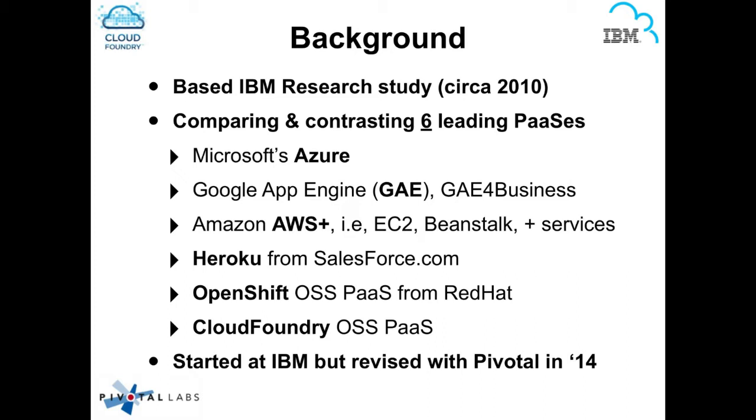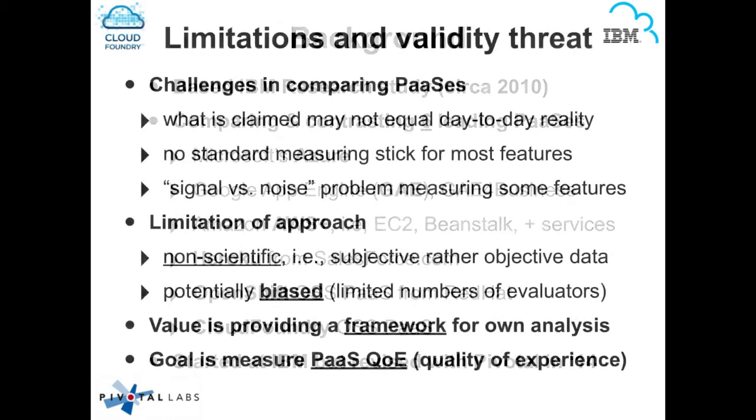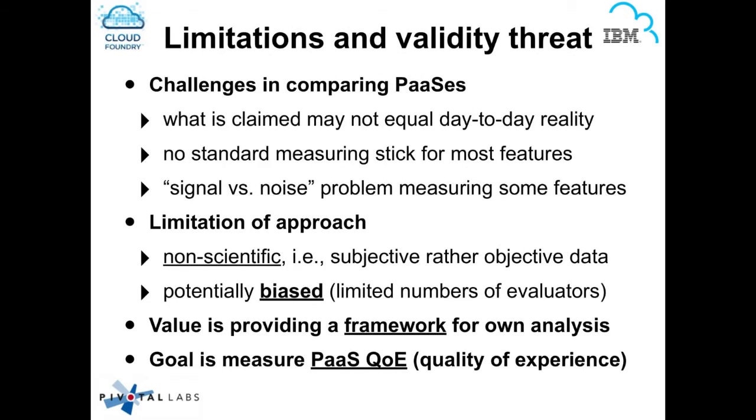So first thing is, what are the limitations? Because this is important. Coming from a scientific background, I want to tell you that this is not a scientific comparison. But there's value to it, and maybe we can make it more scientific, but it's not scientific. But what does it try to do? So of course, what are the challenges, right? If you think you're going to compare PaaS, a lot of it is trying to not only compare features that you see, but also features that people advertise. And a lot of the time, the reality may not match what's being advertised. There is no way to just have a measuring stick and measure every feature, right? So it's a little bit more subjective.